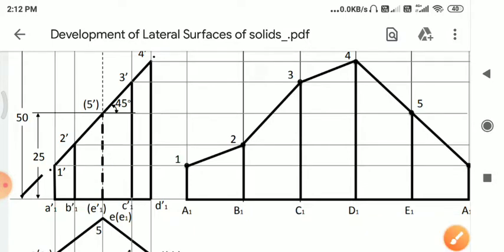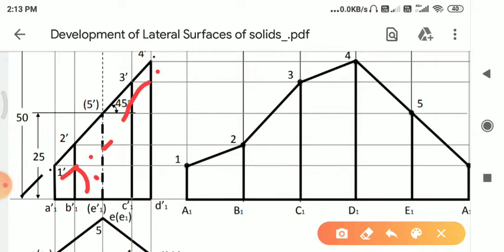And if the section line changes its angle, it may go up to the axis, it may go at some different angle. This angle may be 30, this angle 30. So when it is changing its angle, you have to decide cut points there. That you will see in the next problem.